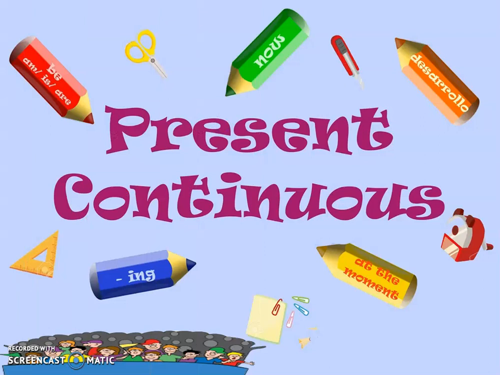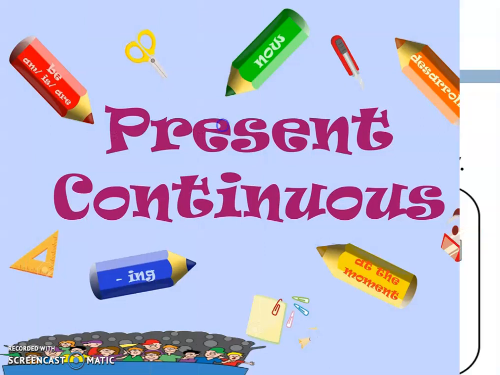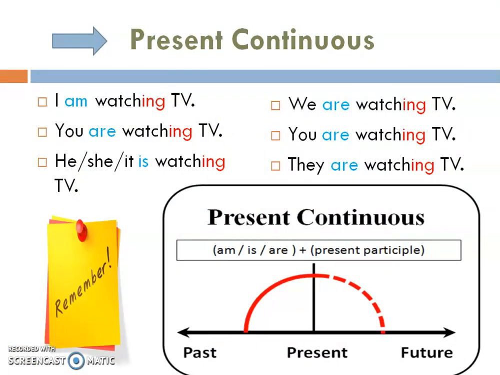Let's move now to the second tense, which is present continuous. How do we form it? Present continuous tense is formed with the verb to be, and the forms of the verb to be in present simple are am, is, and are, plus present participle, or as we say differently, the ing form. Having in this way, I am watching TV, you are watching TV, and so on.